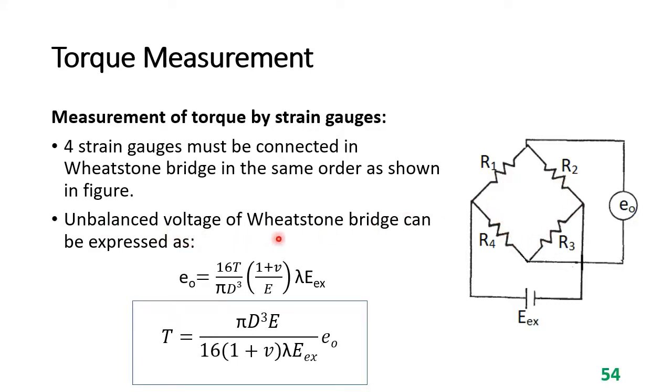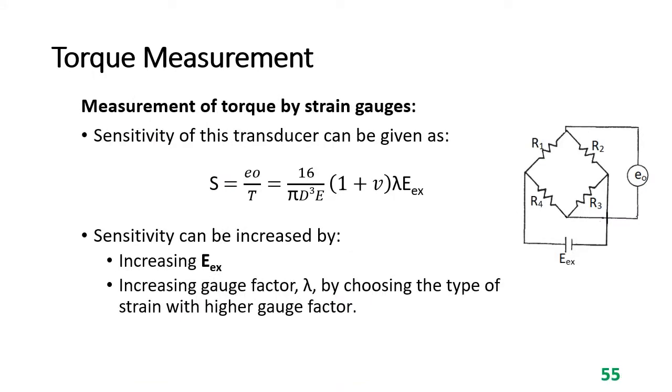The unbalanced voltage of the Wheatstone bridge can be expressed as delta R over R into the applied voltage. From here we can find the value of torque, which becomes equal to this expression. The sensitivity of this transducer can be obtained from the previous equation. It is equal to output voltage divided by torque, which becomes equal to this expression.